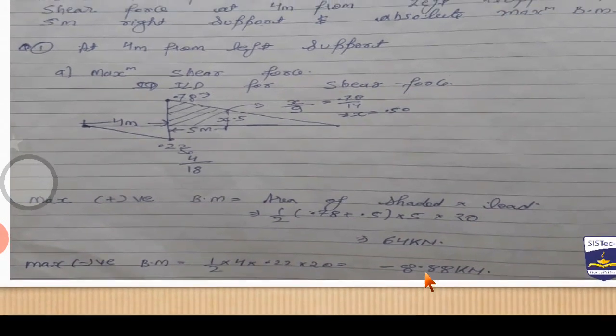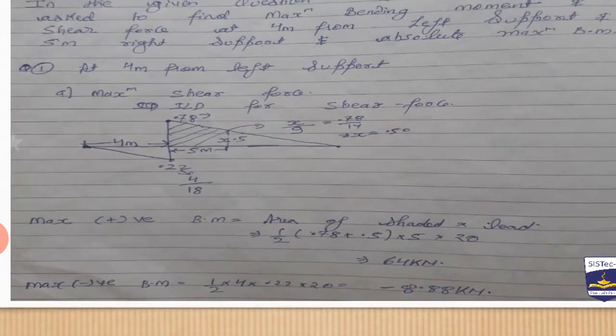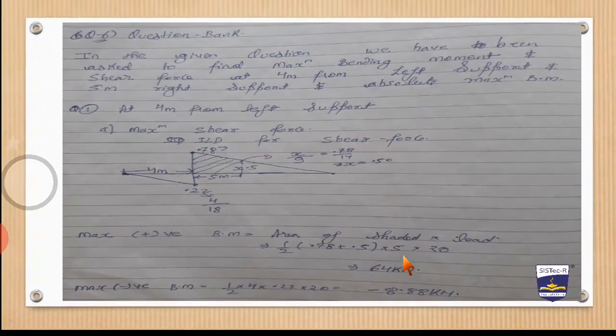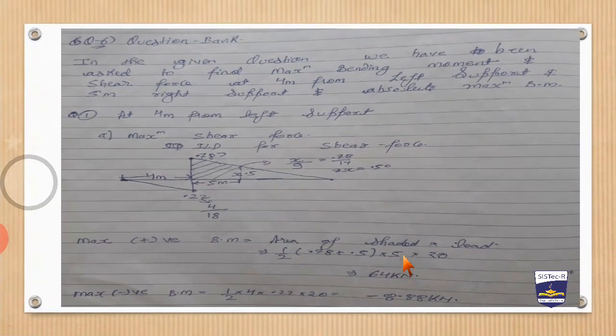For negative bending moment, all this force will come here. This UDL will be placed here. So the maximum negative bending moment will be equal to half into 4 base into height 0.22 into intensity of UDL, that is 8.88, and here the sign is negative, so we will put a negative sign. This we have calculated for shear force.